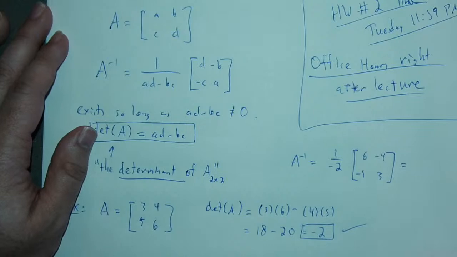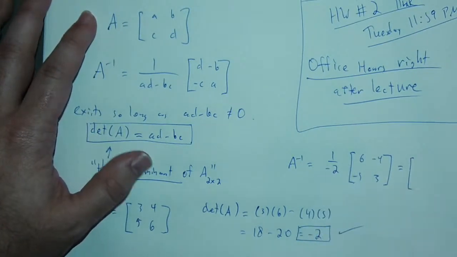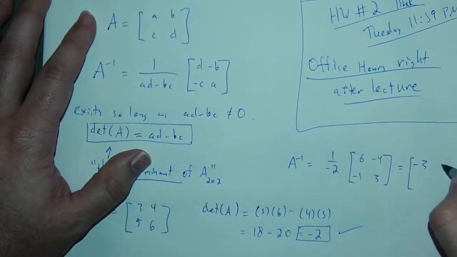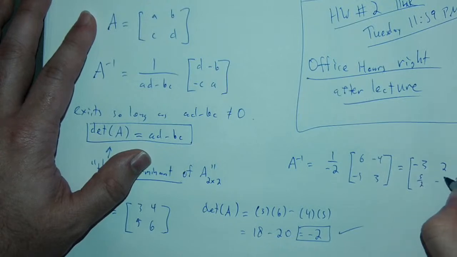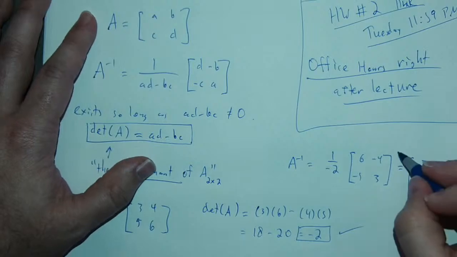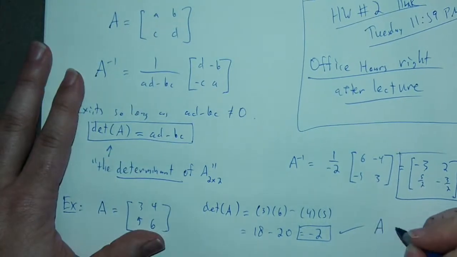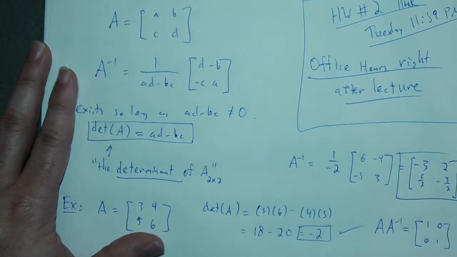So what does this become? After I multiply this scalar into every entry in the matrix, this is minus 3, 2, 5 halves, minus 3 halves. I'm not going to check now, but you can check that this actually is the inverse of A. If you multiply A times A inverse or A inverse times A, you would get the 2 by 2 identity, right?